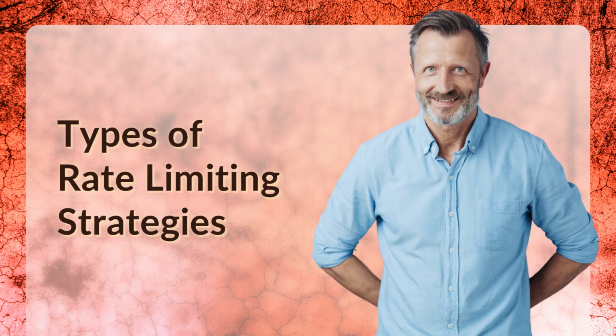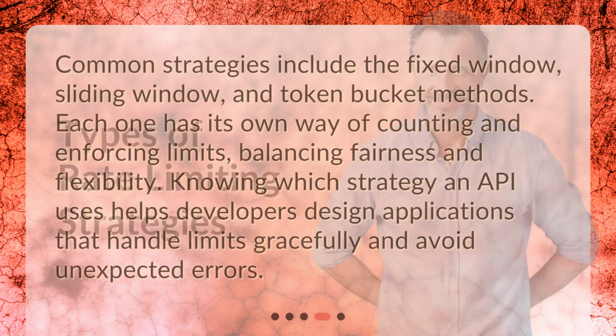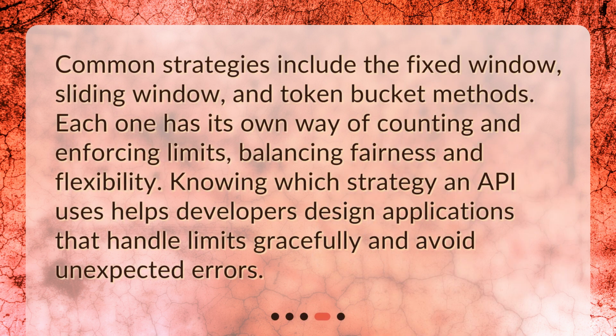Types of rate limiting strategies. Common strategies include the fixed window, sliding window, and token bucket methods. Each one has its own way of counting and enforcing limits, balancing fairness and flexibility. Knowing which strategy an API uses helps developers design applications that handle limits gracefully and avoid unexpected errors.